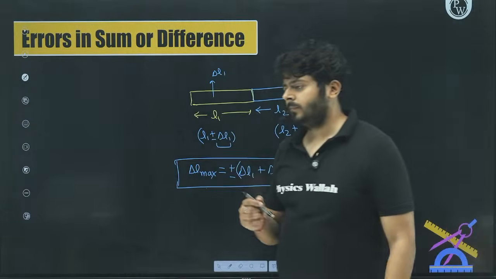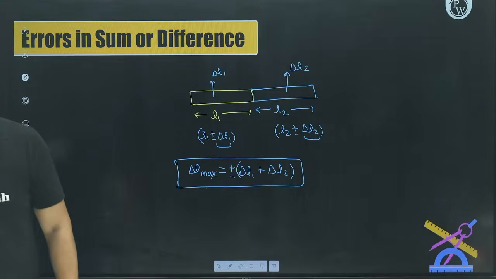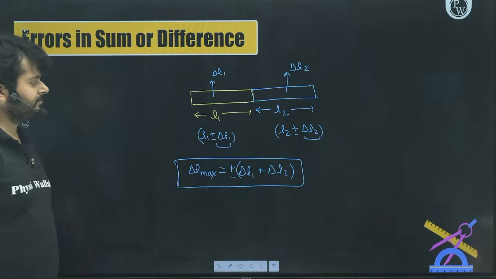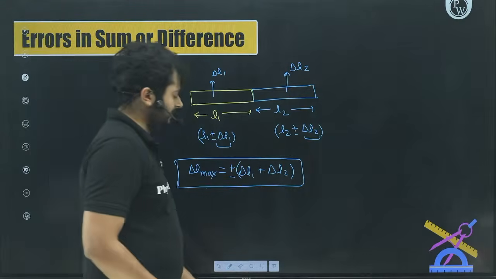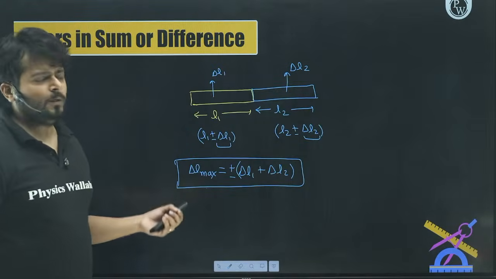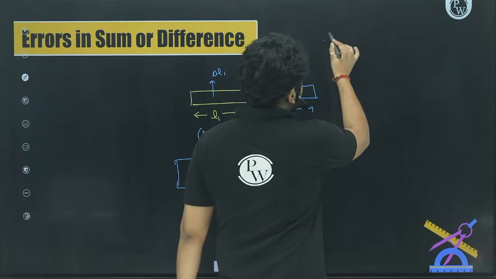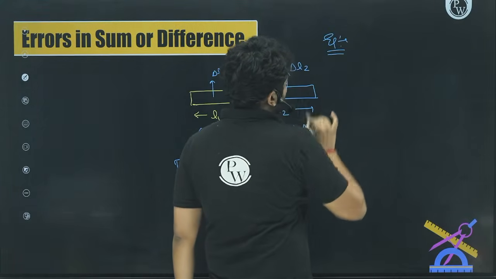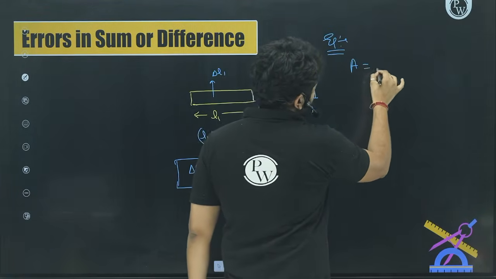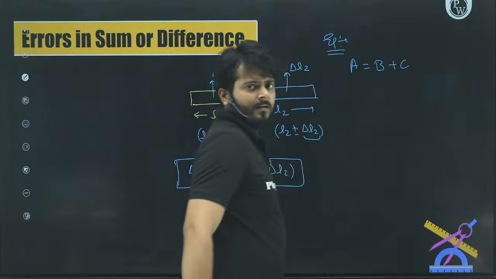Right. Is that part clear with everybody? Okay. I hope the idea is very, very clear. So when you are adding two things, let's say that the question is A is equal to B plus C.